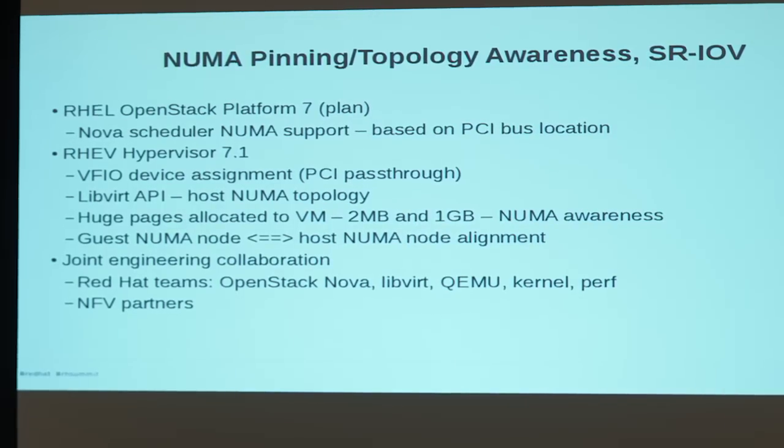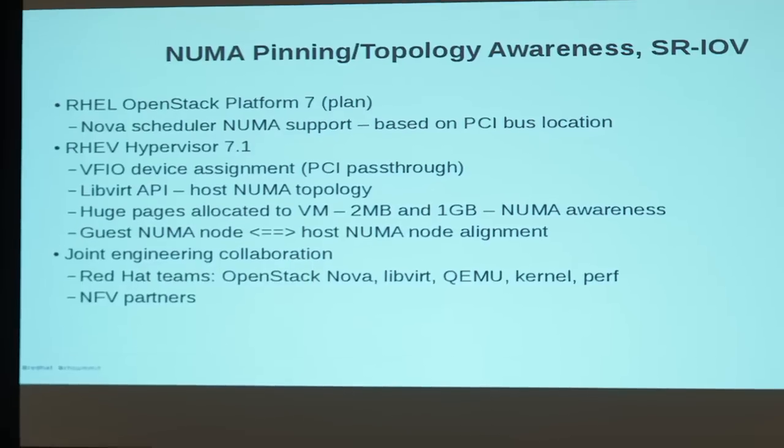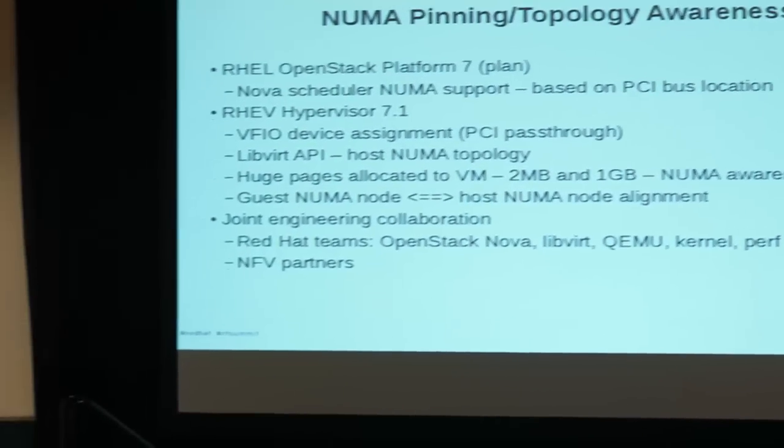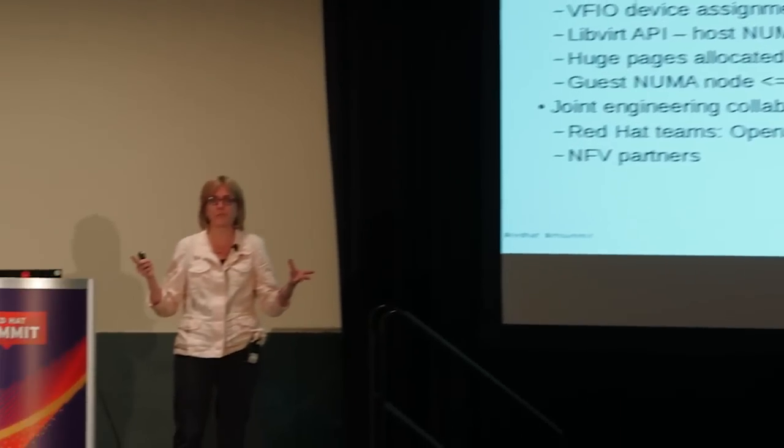Some work we did in QEMU was to align the guest to NUMA nodes. So you can actually have virtual NUMA nodes in the guest. If you have a wide guest, like 8 or 16 virtual CPUs, it's a really good idea to have virtual NUMA nodes. And if they align to host NUMA nodes, then you get optimal performance, especially if you pin all the virtual CPUs to host cores.